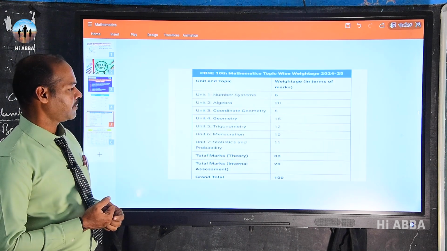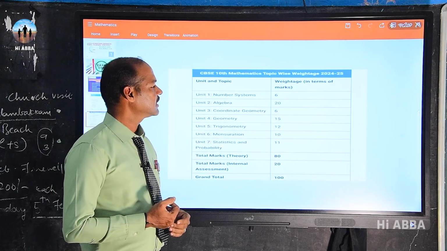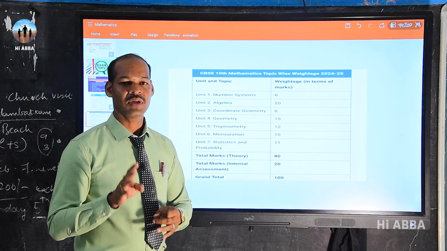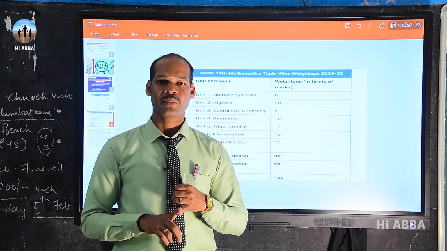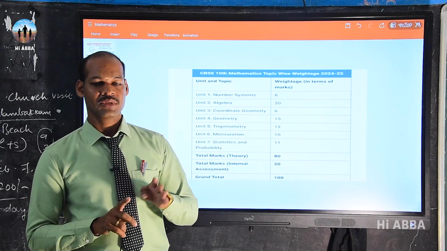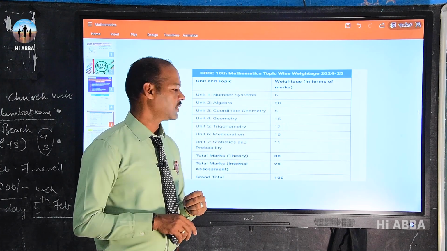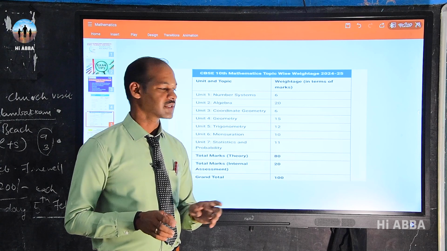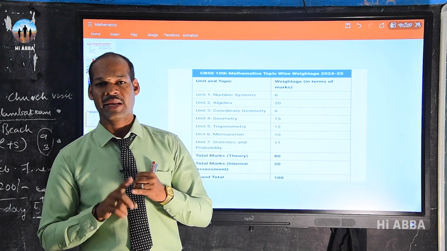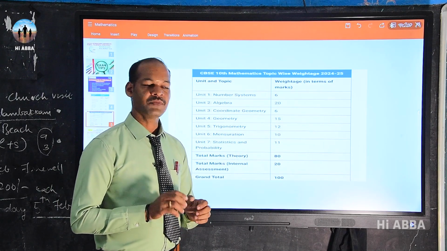Next, weightage of the paper, chapter wise. Number system alone is 6 marks. Algebra covers 4 chapters: polynomials, pair of linear equations, quadratic equations and arithmetic progression. Totally these 4 chapters carry 20 marks. Coordinate geometry alone is 6 marks. Geometry, which covers triangles and circles, has 15 marks allotted.